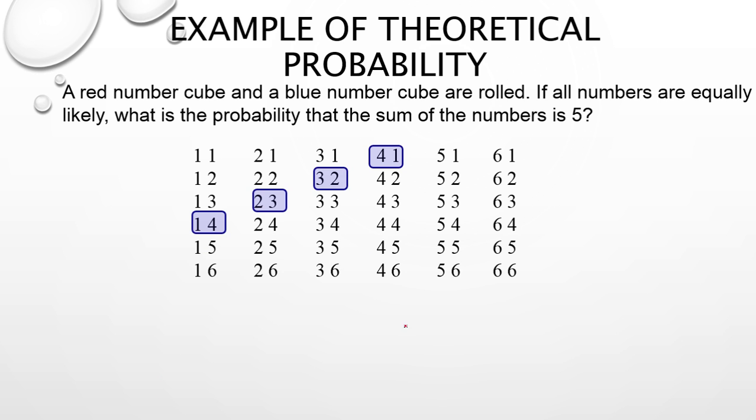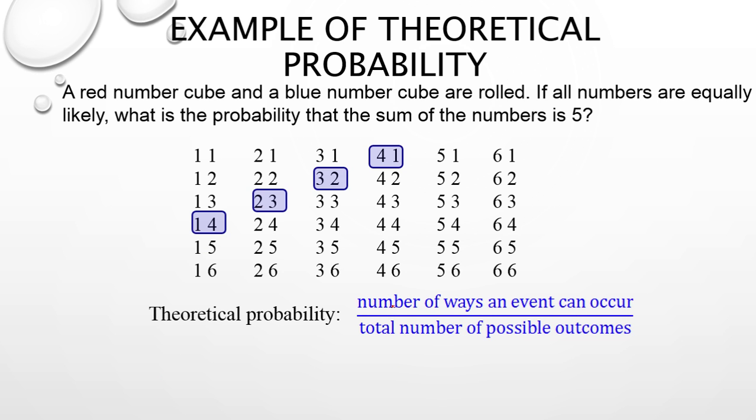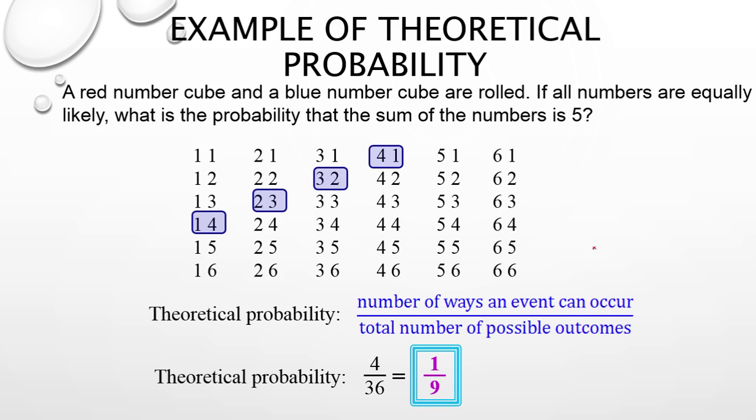So now the denominator, earlier I mentioned, was going to be 36 because that is the total number of possible outcomes. And the numerator is how many times it can occur. Well, we already did that and we got 4 in total. So we have 4 over 36. And as usual, fractions have to be simplified, which turns out to be 1 over 9.